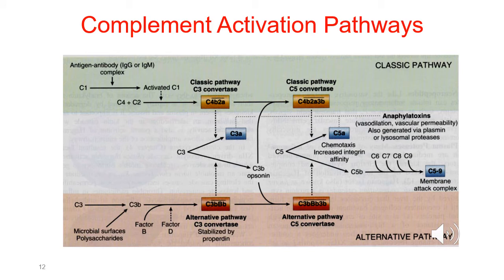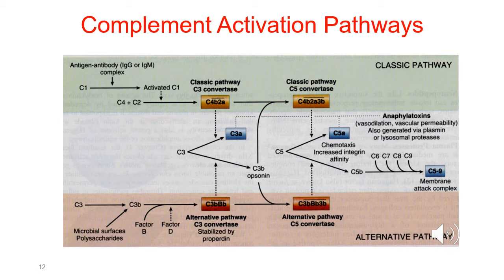There are two main pathways in complement activation. The first one is the classic pathway, which is activated by the antigen-antibody complex, from C1 to activated C1, which in turn activates C4 and C2 into C4b2a, etc. So this is classic pathway activation. The other main pathway, the alternative pathway, is activated through the microbial surfaces and polysaccharides, and it starts by activation of C3, where it is converted to C3b, which is the main opsonin.